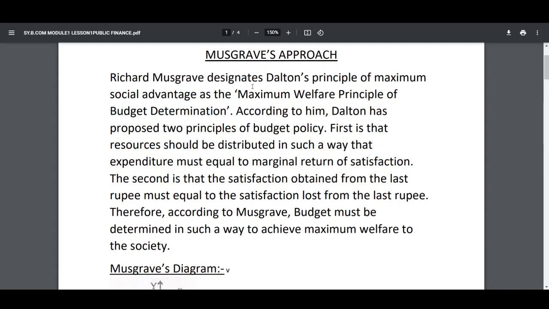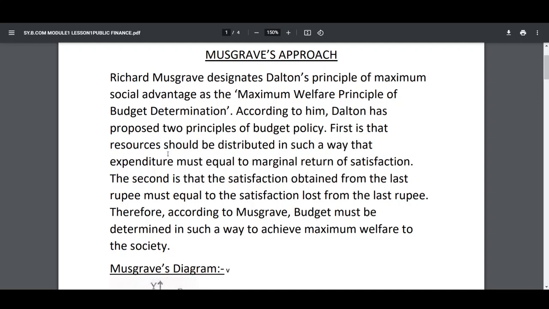Richard Musgrave designates Dalton's principle of maximum social advantage as the maximum welfare principle of budget determination. According to Musgrave, Dalton has proposed two principles of budget policy.